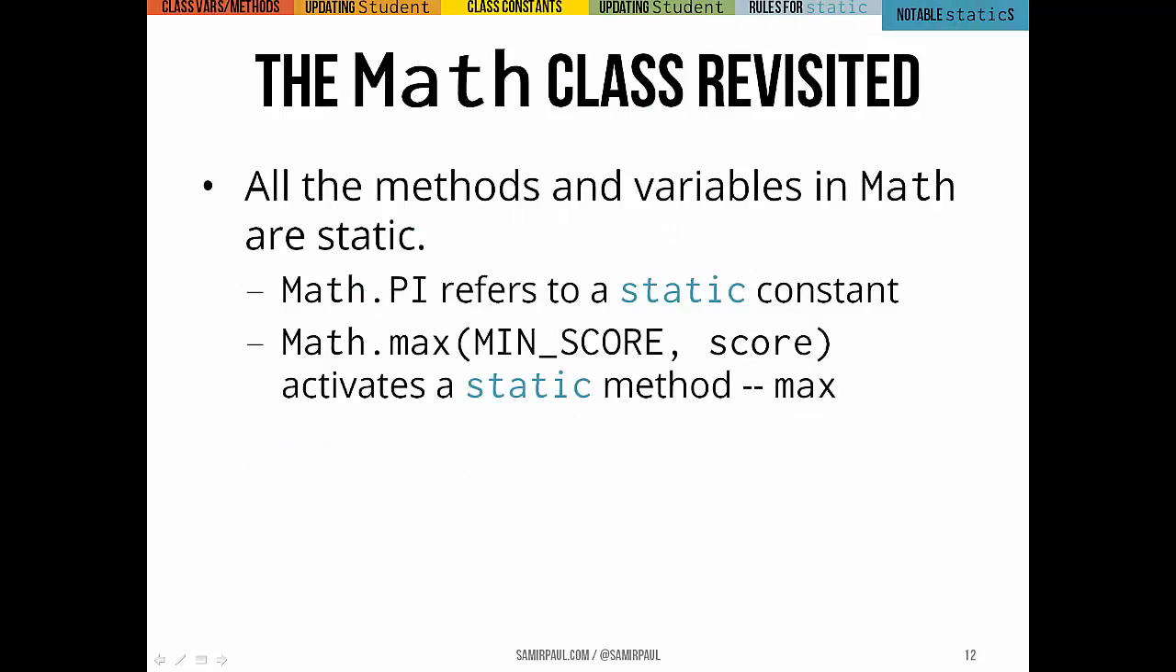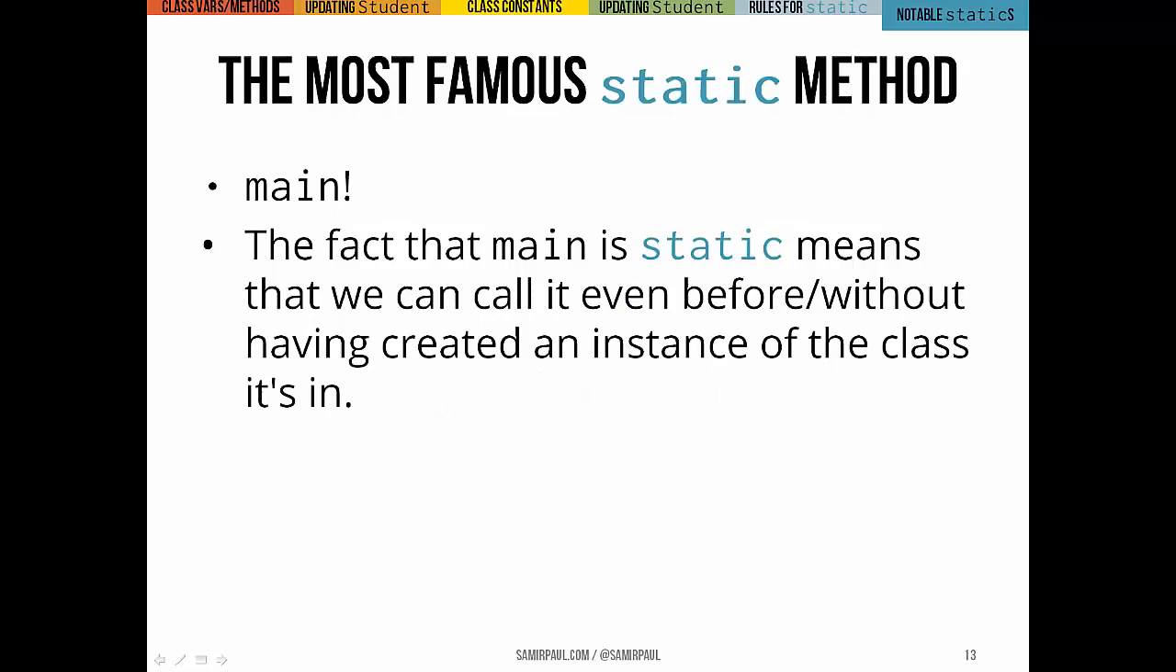Now, if you think back, all the methods and variables in the Math class that we've been using are all static. That's why we're able to use them as Math.max or Math.min, or in the case of pi, as a static constant, Math.PI. So we've been seeing this for a while now, and we've even addressed this topic before, but here we have it once again. In fact, the most famous static method is main. The fact that main is static means that we can call it even without having created an instance of whatever class it's in.